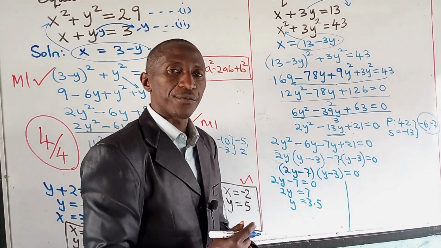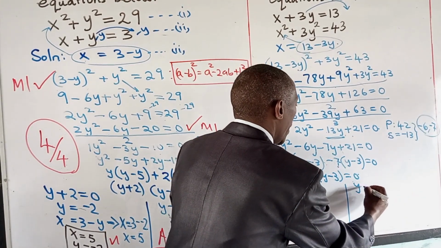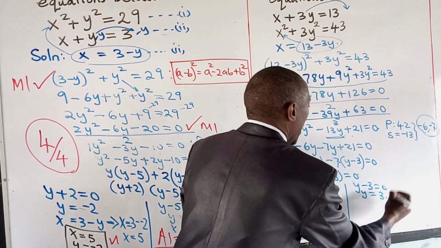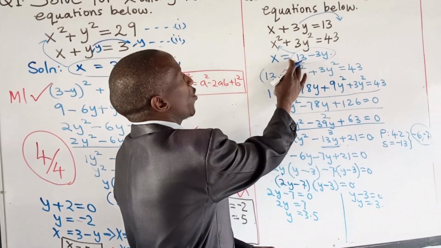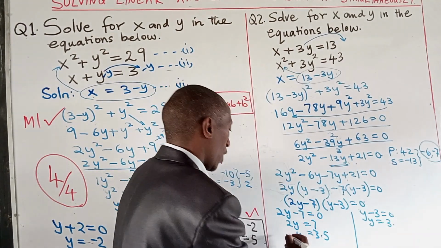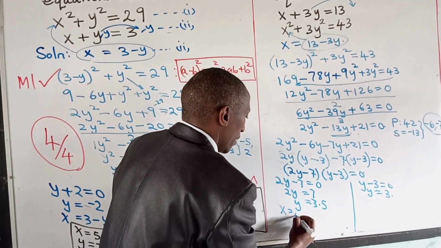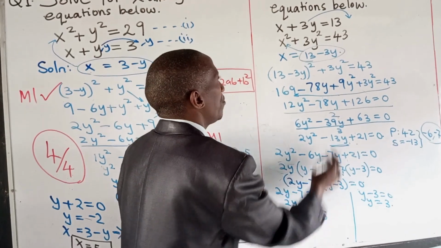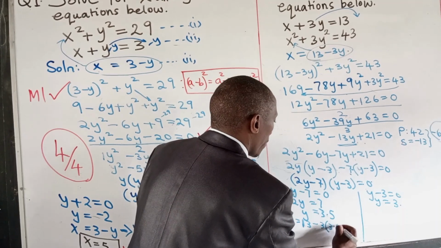Y is 3.5. We come to the other part, whereby we are having y minus 3 is equal to 0, therefore y is equal to 3. It is at that point we come back to our equation, the simple equation here, and find out what is the value of x. So we are saying that x is equal to, we take on 13, we subtract 3 times the value of y, that is 3.5.